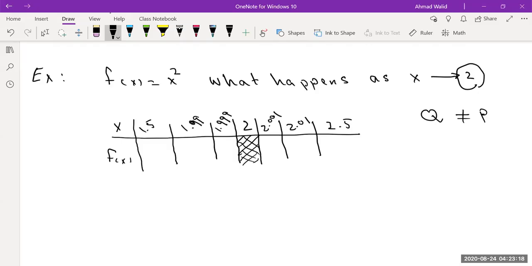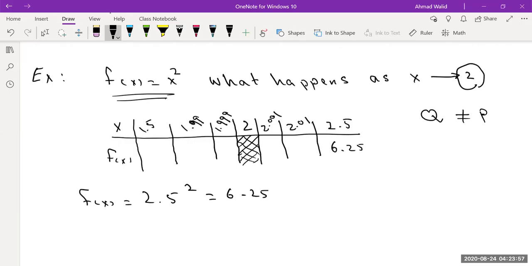Let's plug in these values from the right, and these values from the left, in our function and find f of x for all of them. I'll do one of them as an example for you. You have a calculator, use your calculator. f of x equals x squared. If you plug in 2.5, it means 2.5 squared, which gives you 6.25. This value becomes 6.25.